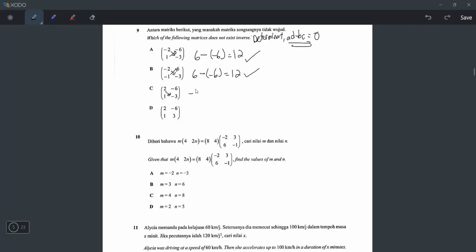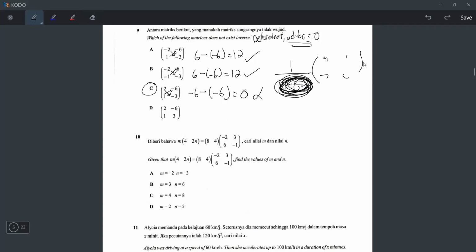What about this? 2 times negative 3 is negative 6, minus 1 times negative 6, negative 6. So it's negative 6 plus 6, which is 0. So this matrix does not have an inverse. Why? Because the determinant is 0. Okay, you don't have to do the full steps, blah blah blah, because it's time wasting. You just want to know this part only. If this part is 0, then the whole thing cannot be done already, because it's a math error. 1 divided by this one is a math error already.